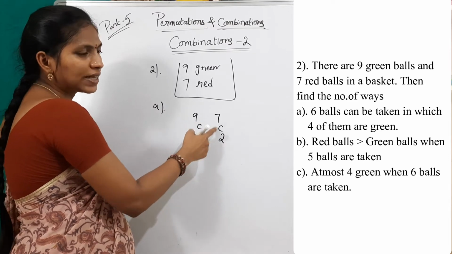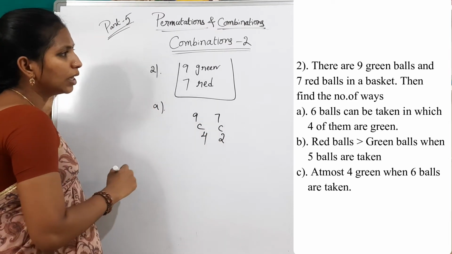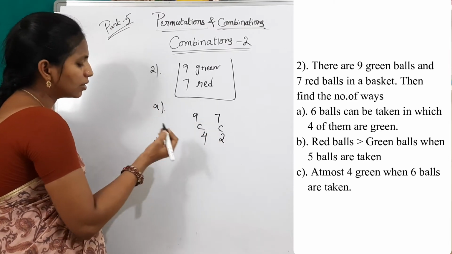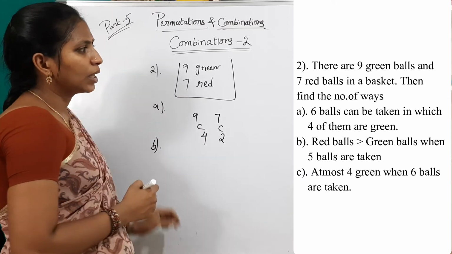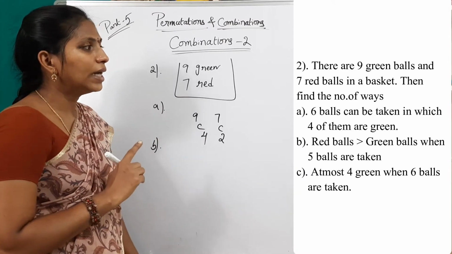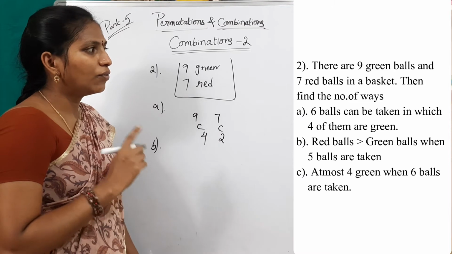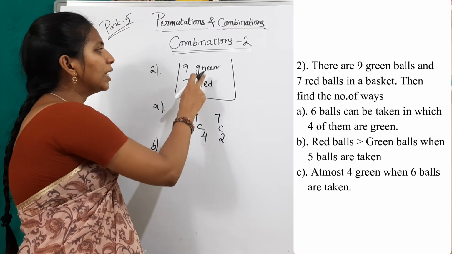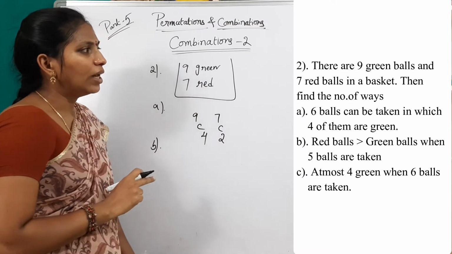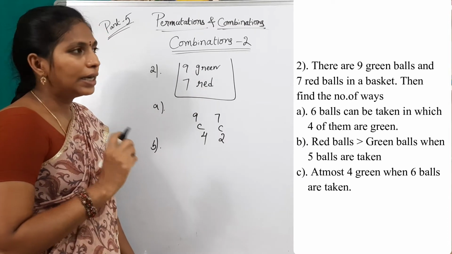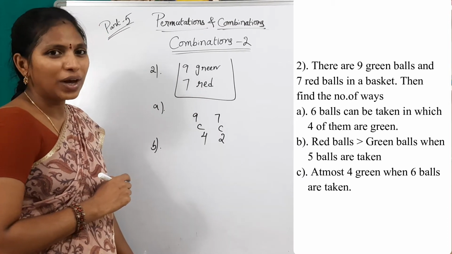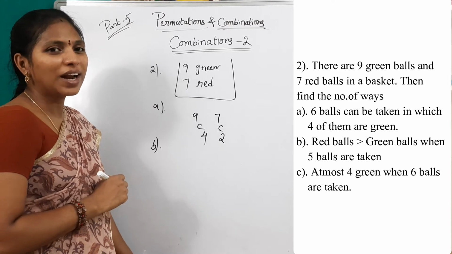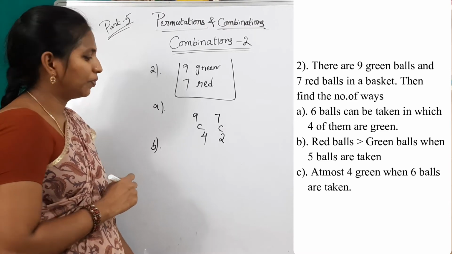9C4 into 7C2. Now see the second sub question: red balls greater than green balls when 5 balls are taken. This is for your work. Solve and write your answer in the comment section.